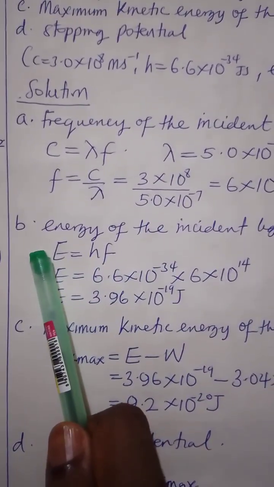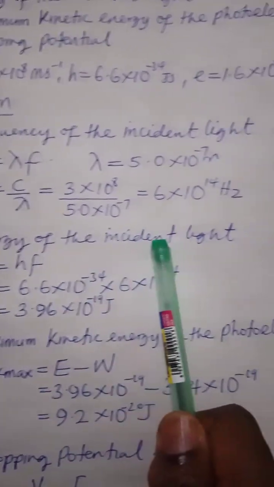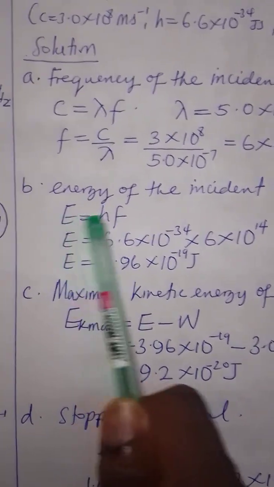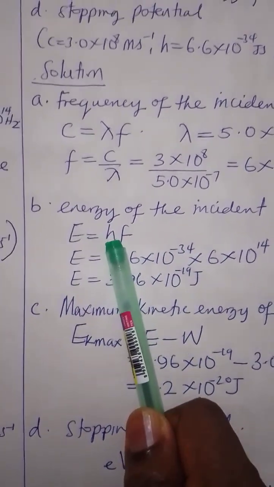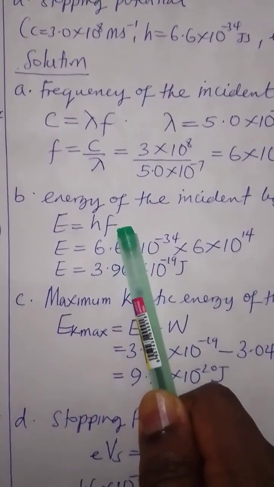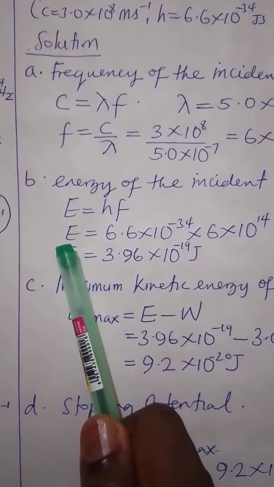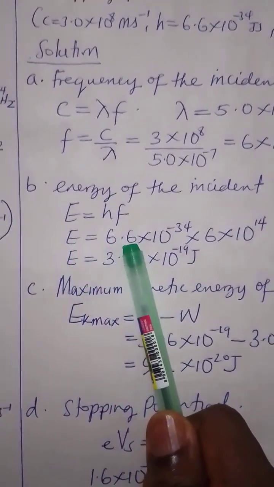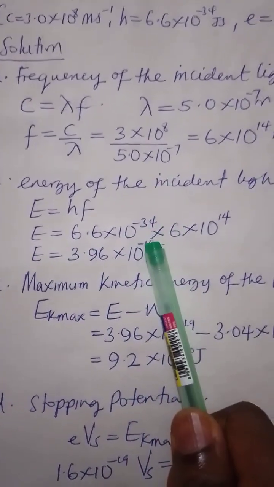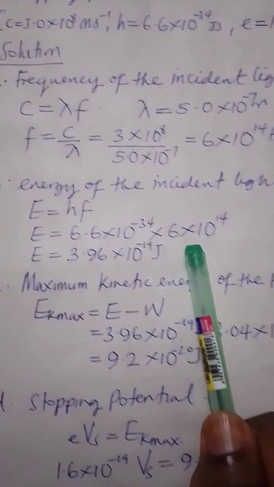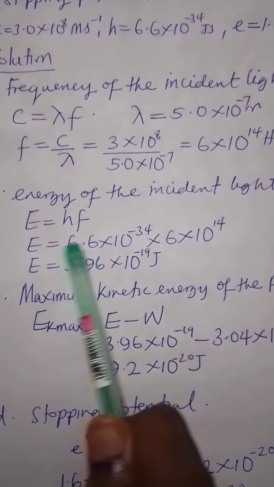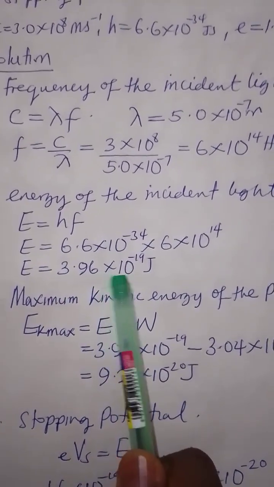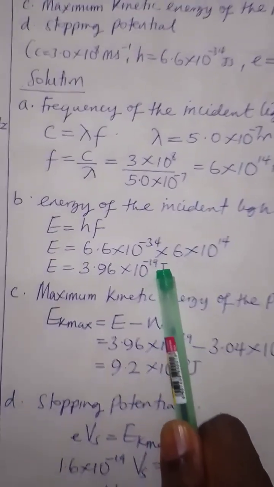The B part of the question, energy of the incident light. Photon energy is hf, that is Planck's constant times the frequency of the incident light. So E is hf. E is 6.6 times 10 raised to the power minus 34 times 6 times 10 raised to the power 14. If you resolve this properly, you end up with 3.96 times 10 raised to the power minus 19 joules.